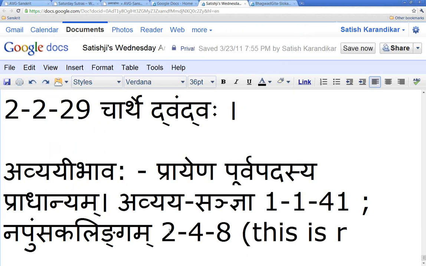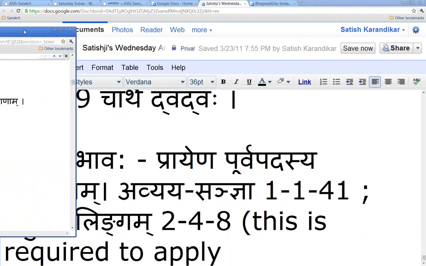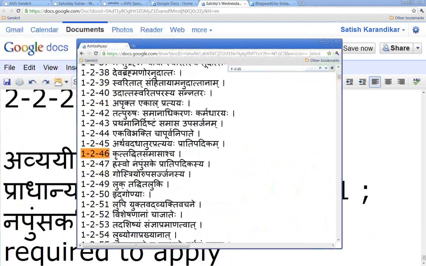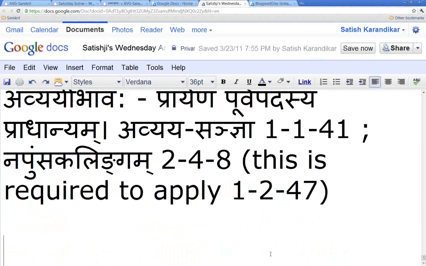the sutram Rasso Napumsake Pratipadikasya, 1.2.47. So we require to apply 1.2.47. Okay, so this is a very, very brief description of Avyaya Bhava compounds. It will be covered in detail in a future lesson.